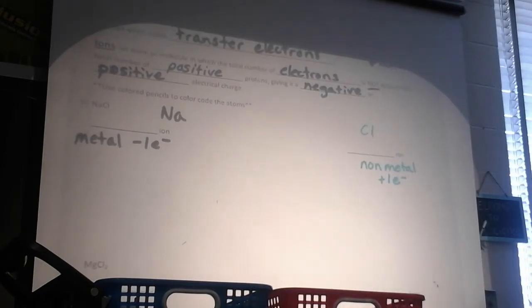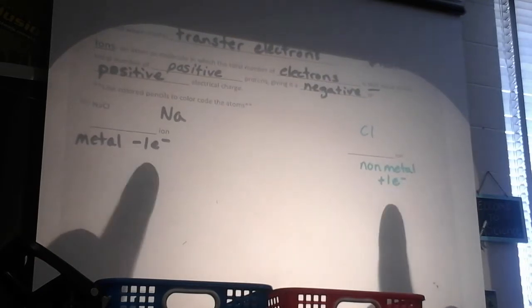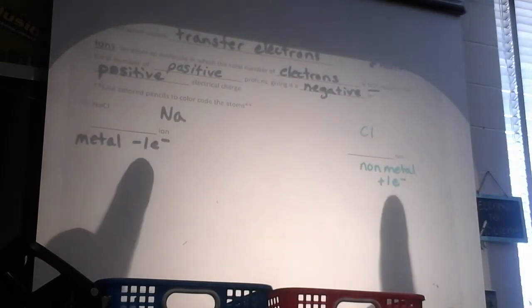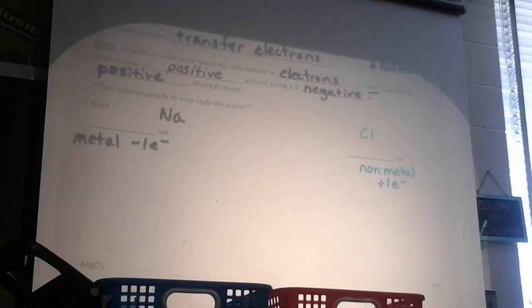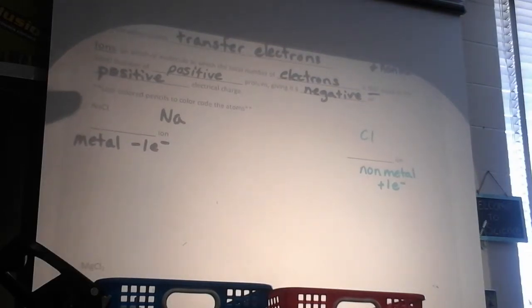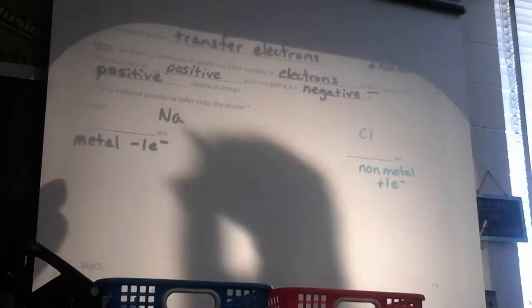Okay. Do we see something going on here? Yeah. Okay. This one wants to lose 1. This one wants to gain 1. So let's see what this looks like. Let's draw a sodium atom. By the way, how many sodium atoms am I going to need to draw? 1. Okay, so let's draw 1.